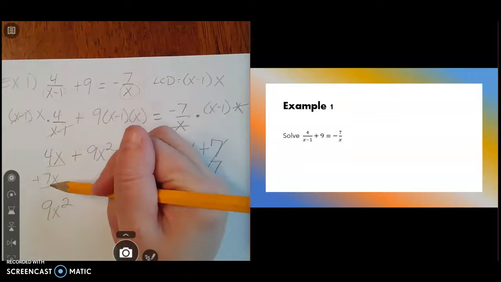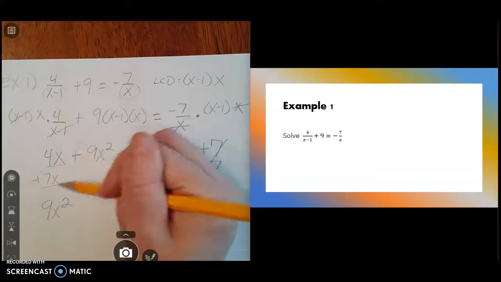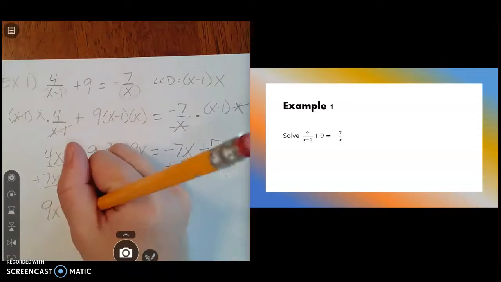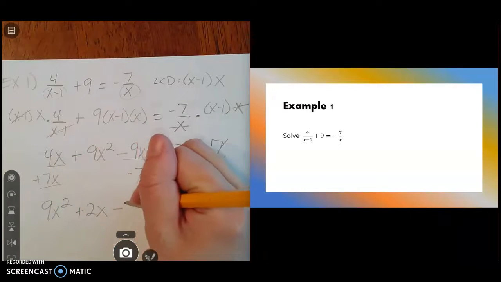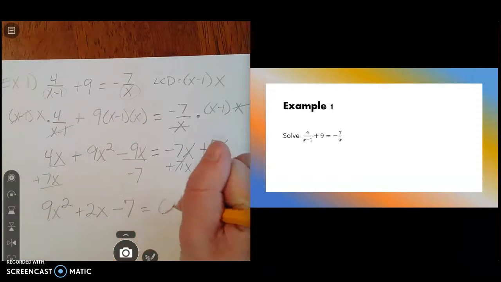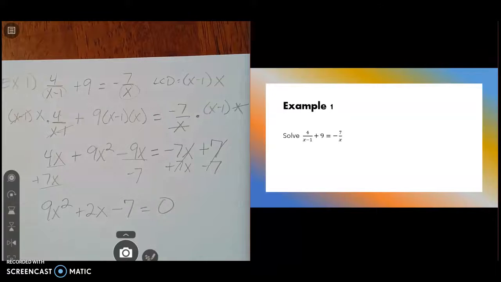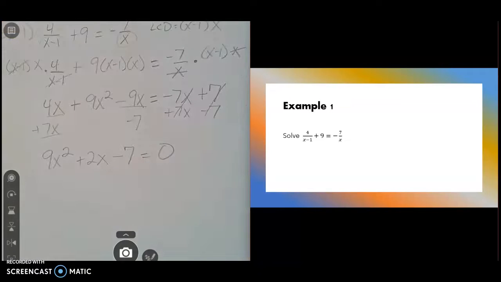All right, so 4x plus 7x is 11x. 11x minus 9x would be a positive 2x. Then we have this minus 7 that doesn't have any like terms. And now we're equal to 0, and now we're in standard form. From here, it's your pick which method you like to use.